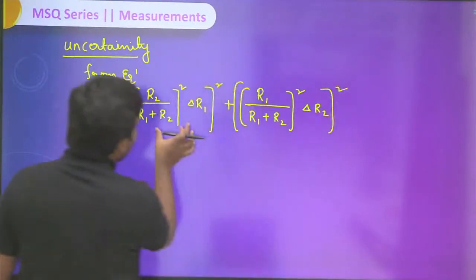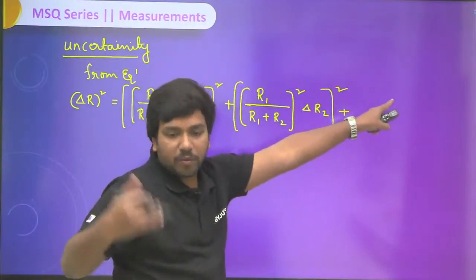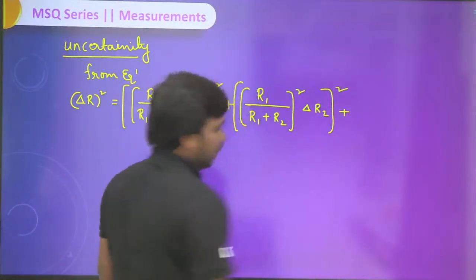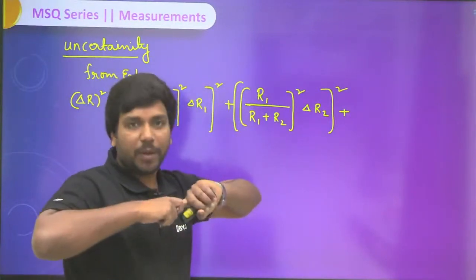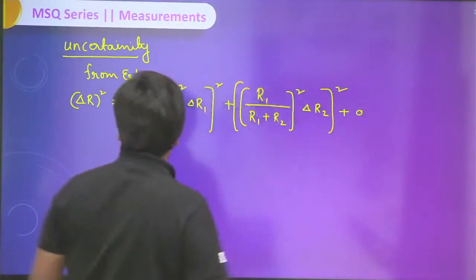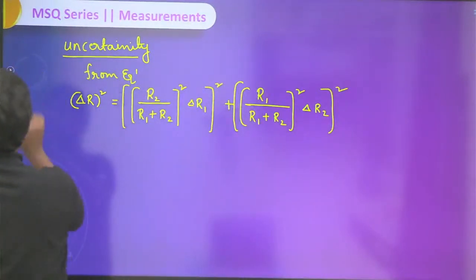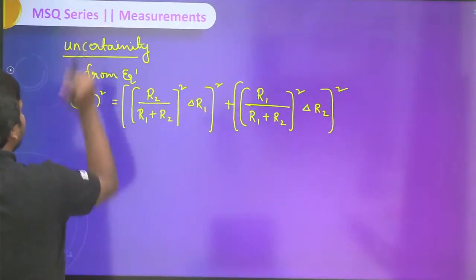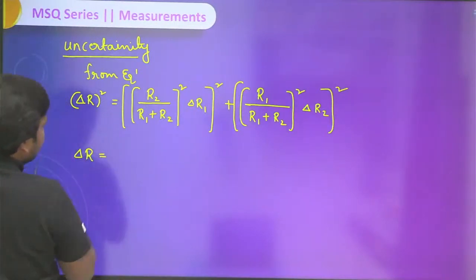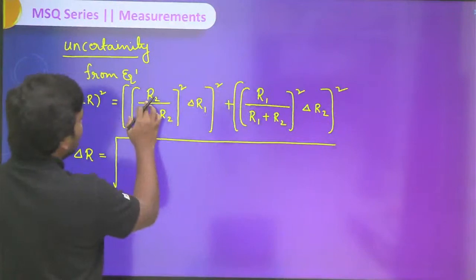So this is something like a square plus b square, and when I write 2ab, a square plus b square plus 2ab, we need to write. When you write 2 into ab, then delta R1 into delta R2 will come. Delta R1 and delta R2 are mutually independent as far as uncertainty analysis is considered. That's why we neglect the product terms. So product terms can be neglected simply here. Clear? It's not required. So then delta R square, as far as uncertainty analysis is considered, is considered as a variance. Now if you want the standard deviation, delta R could be written as what?